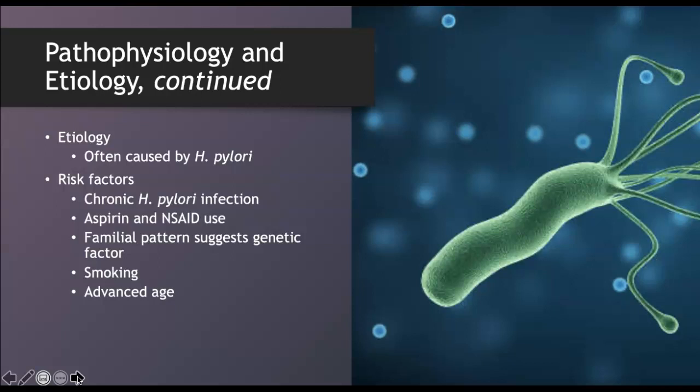Aspirin and NSAID use, ibuprofen, any of those NSAIDs, chronic long-term use can increase the incidence of peptic ulcer disease. There may be a familial pattern. Smoking is always discouraged. We think there is a higher risk factor for those that smoke, as well as those with advanced age.